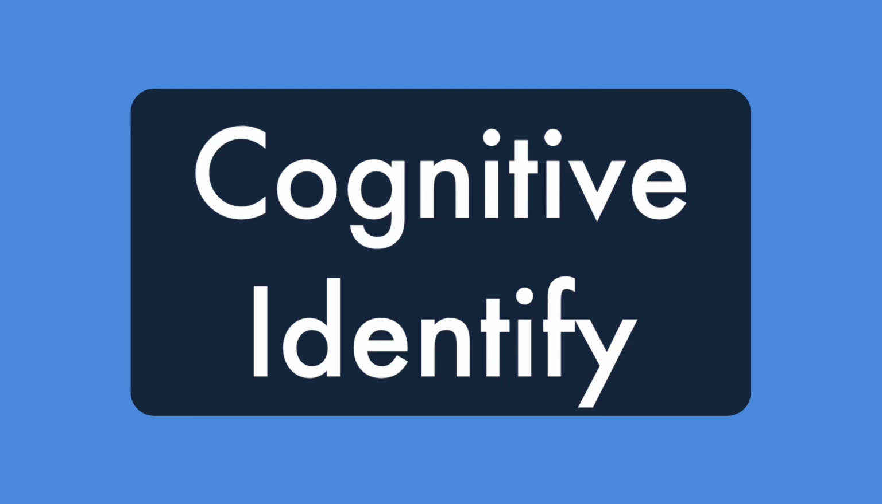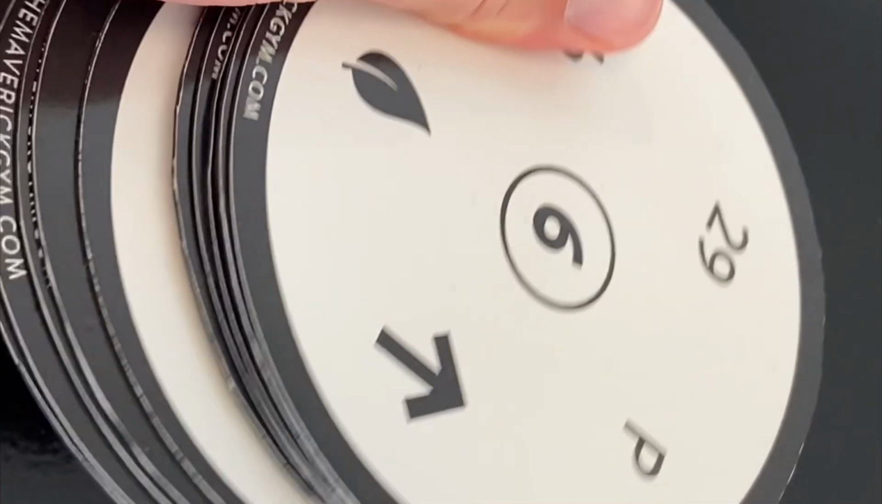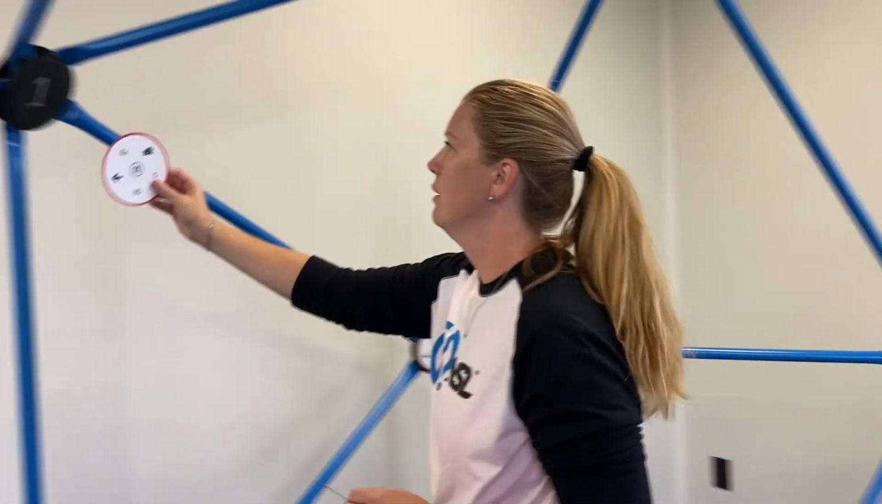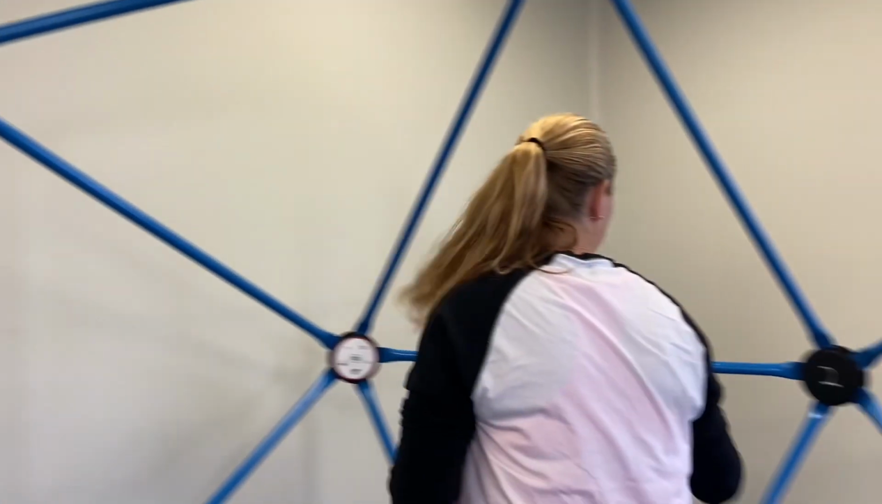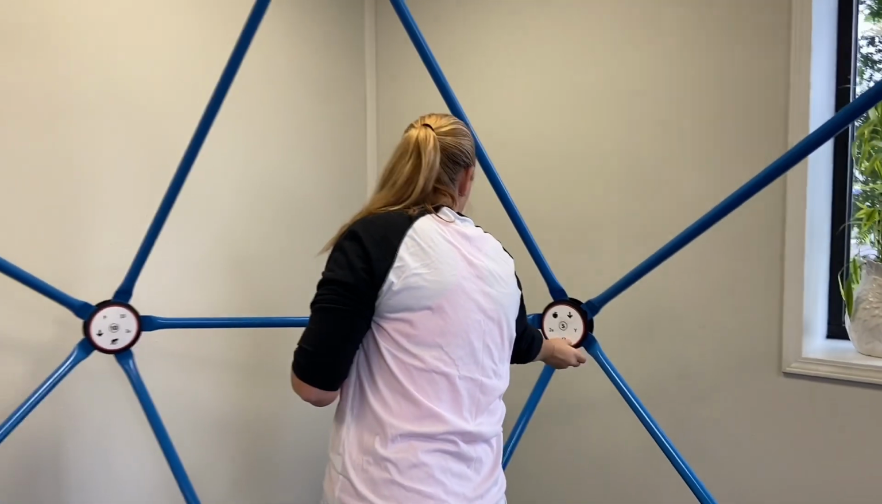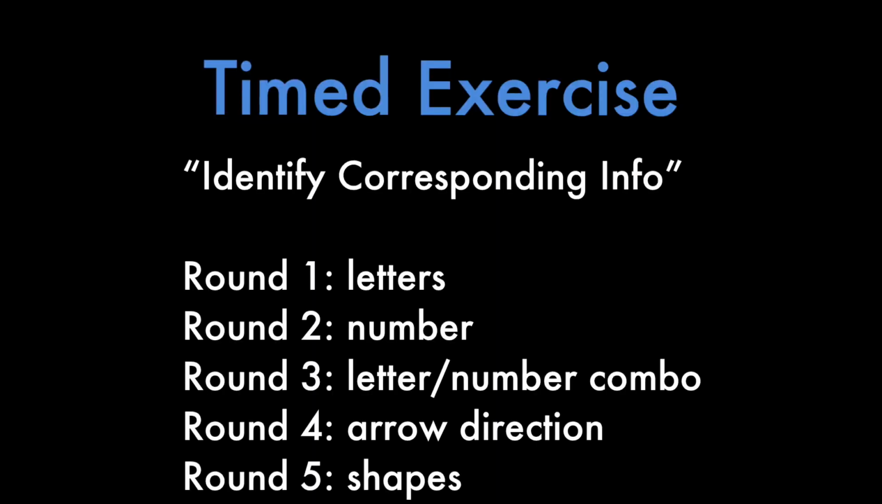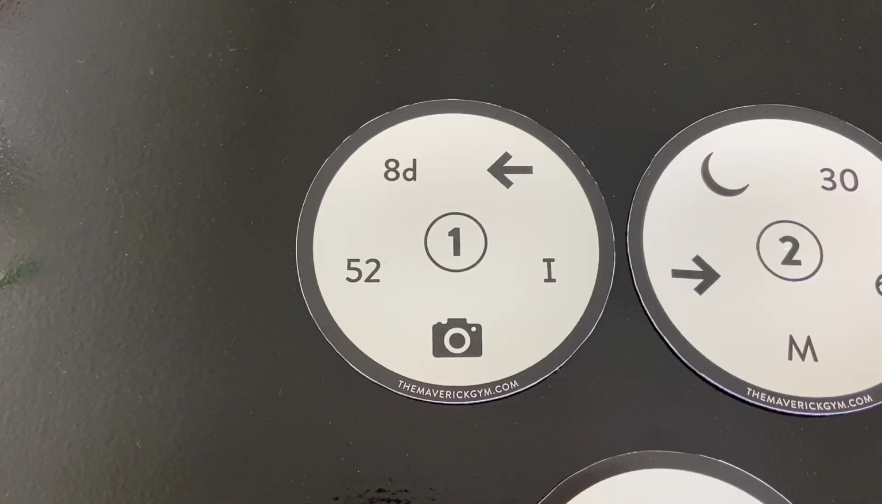Cognitive Identify is going to challenge the athlete's spatial awareness and working memory. Use your 12 data set discs for this activity. Randomly place the data discs around the inside of your Maverick. This is a great timed activity to use for progress tracking. You can choose to have the athlete work through 1 to 5 rounds depending on the skill level.